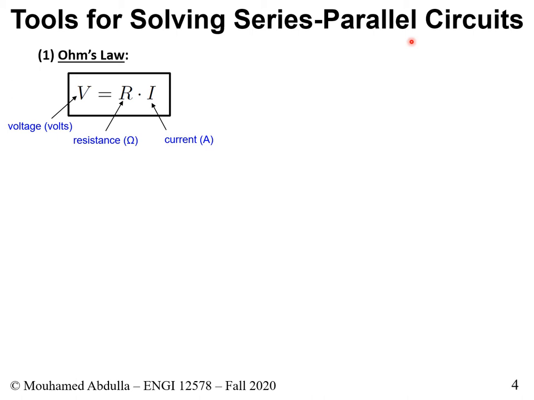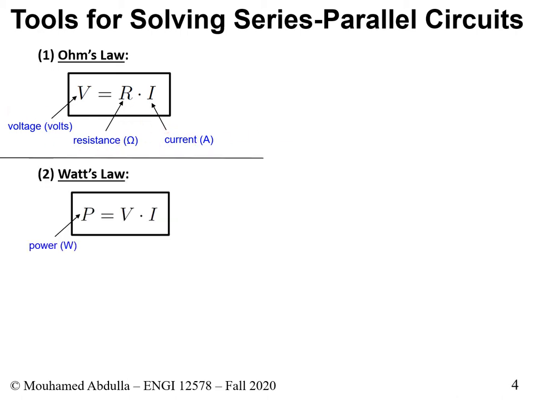So number one, it's Ohm's law. No question about it. Ohm's law is the most fundamental law in electrical engineering, and you need that when you work with any electrical circuit. So certainly Ohm's law is there. You have your voltage, resistance, and current, and the relationship between them.